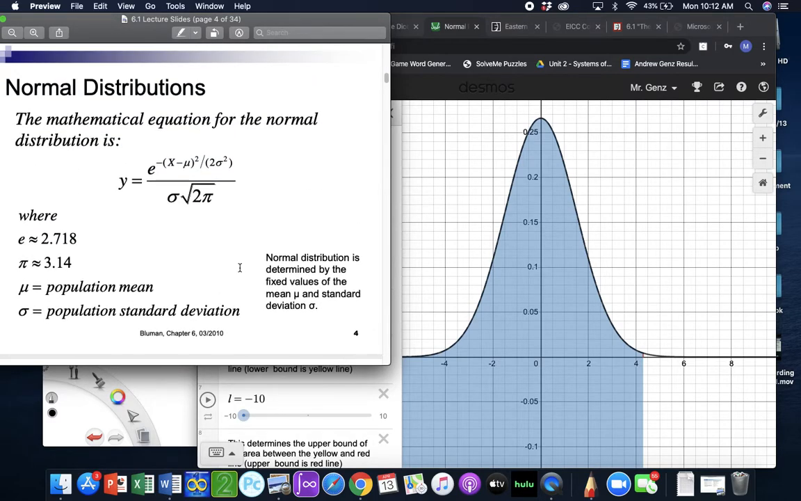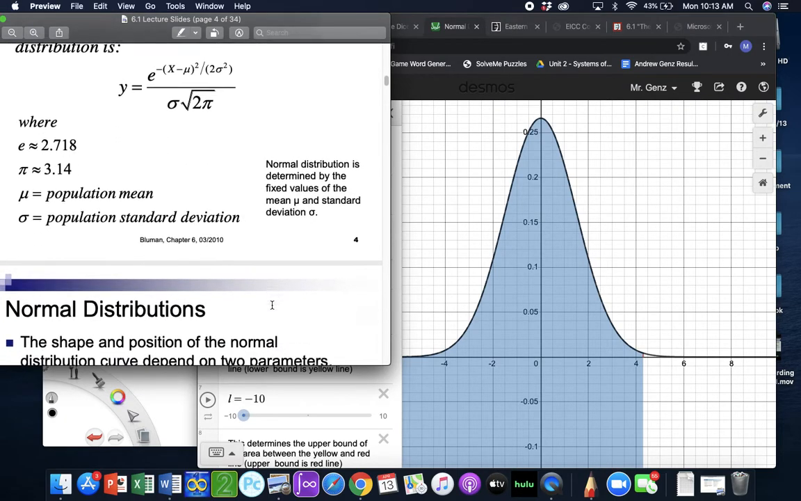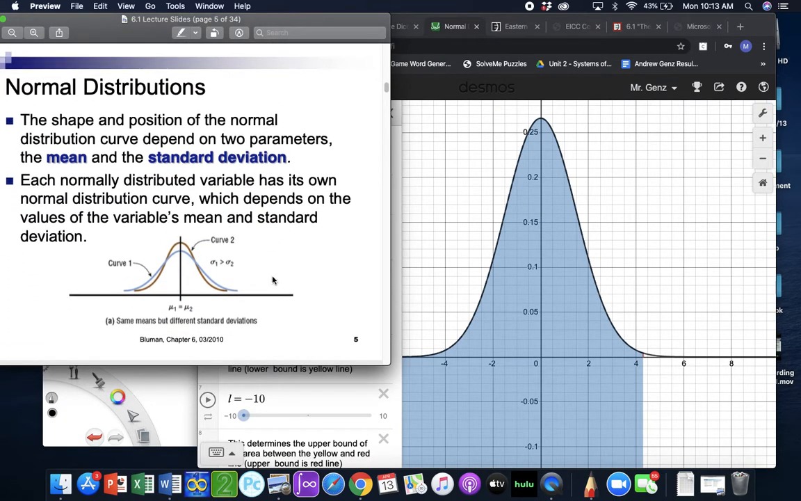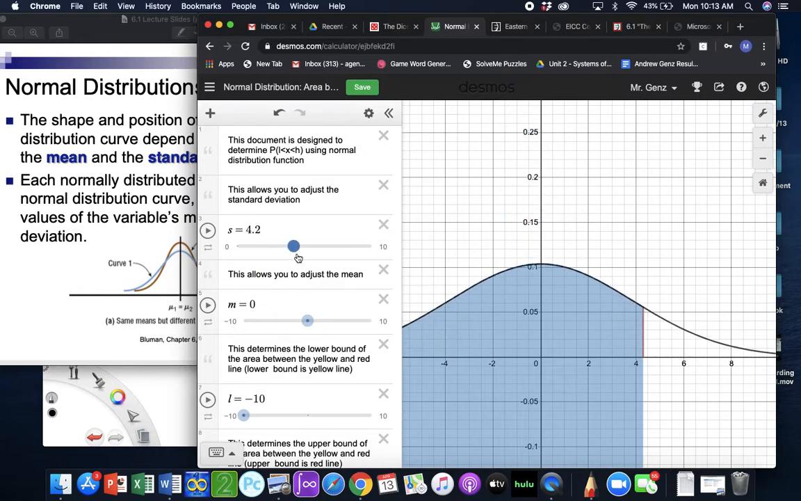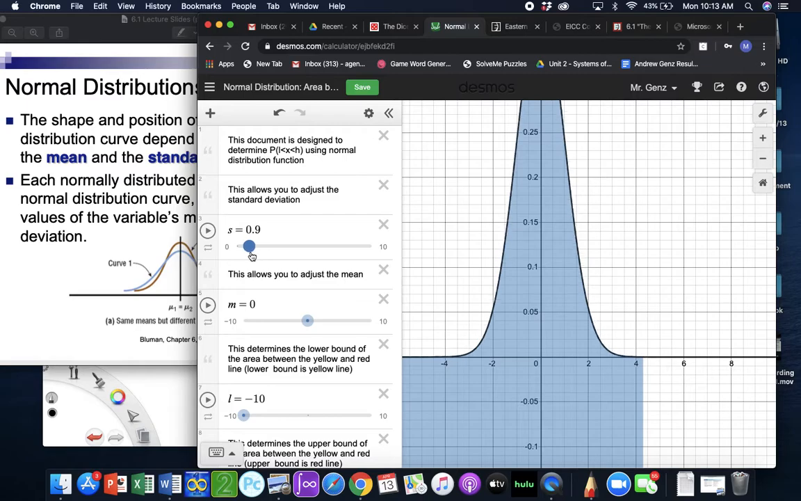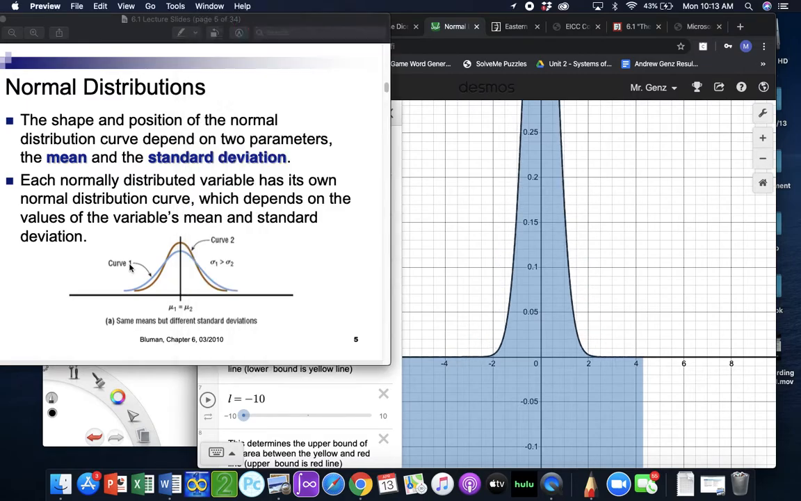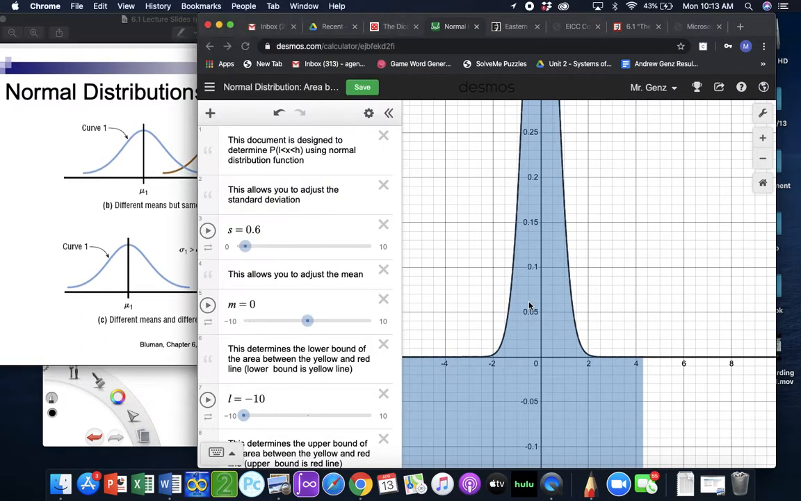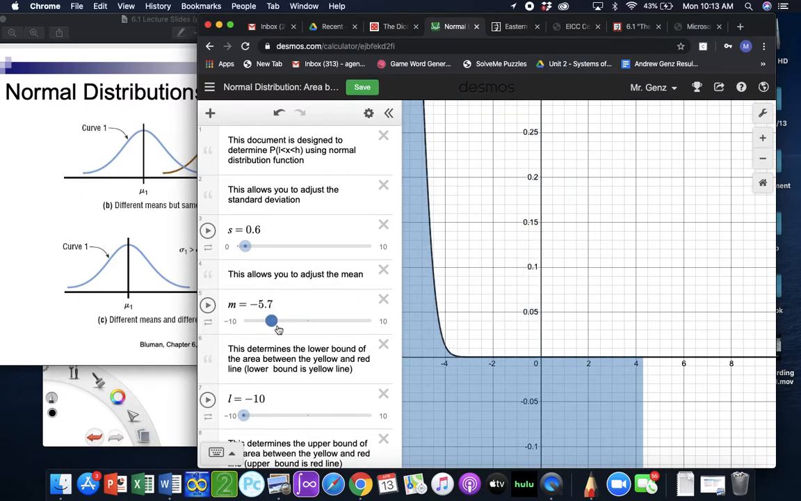Some of you calc students will see how this applies to calculus, and I'm going to talk about that in just a second. This idea from the slides is what I just talked about: if I change the standard deviation, the curve flattens out when it is higher, and if I make the standard deviation lower, it really peaks up. Also, if I change the mean, it goes back and forth.